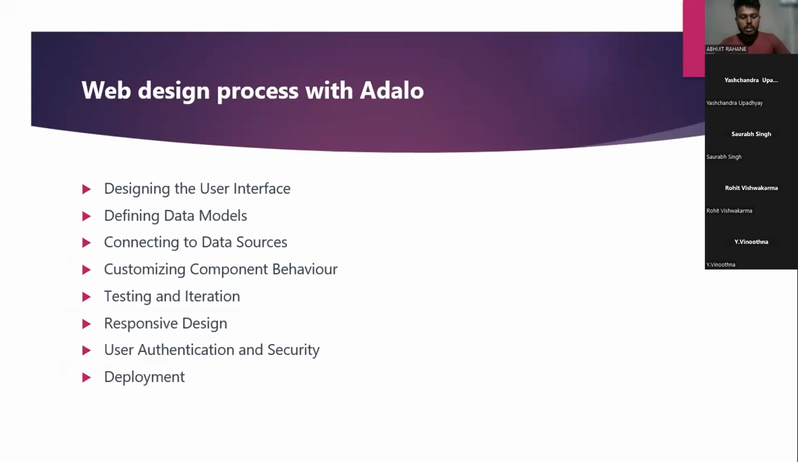The next one is customizing component behavior. First, define the behavior and interactivity of your app's components. Configure actions and logic for different events such as button clicks or form submissions. We just click the login button, and it logs you into the home page of your website. This is the credential we have to give in this application.